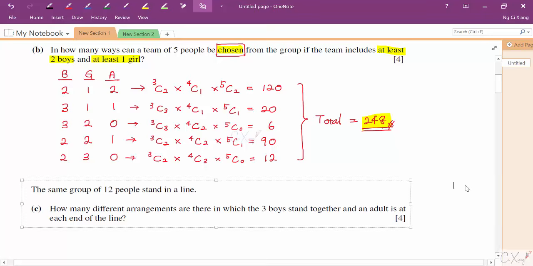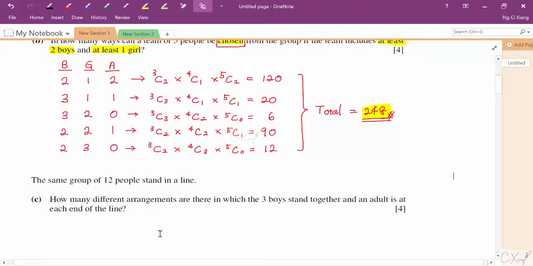For part C, the same group of 12 people stand in a line, and they are asking for how many different arrangements. For this question, you can highlight the word arrangement. This is the keyword telling us that we are going to arrange, which is permutation. For permutation, your steps will definitely involve nPr or maybe the factorial. What is the restriction here? The 3 boys stand together and an adult is at each end of the line.